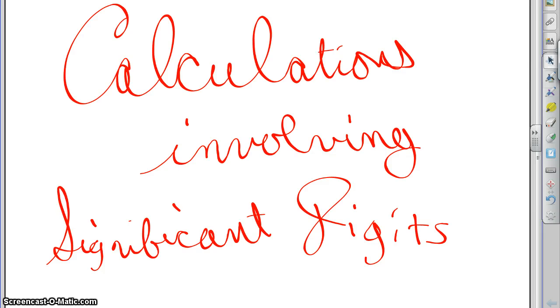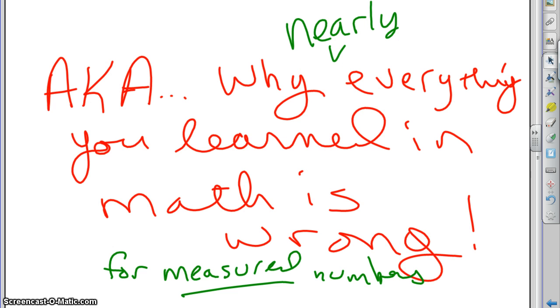In today's episode, calculations involving significant digits. So you measured two numbers and now you want to do something with them. You want to add, subtract, multiply, or divide. Also known as why nearly everything you learned in math from your teacher is wrong for measured numbers.